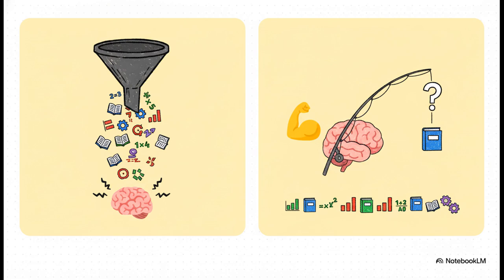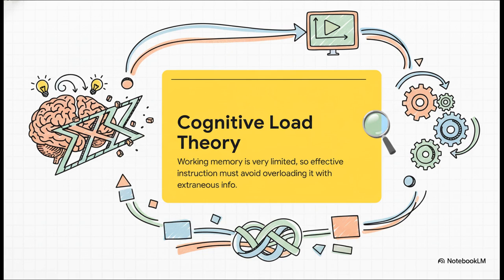But with active learning, the student is in the driver's seat. They pull the information when they need it by answering a question or making a choice. That helps manage their mental workload and leads to way, way better retention. This whole idea is grounded in something called cognitive load theory. And it's pretty simple, really. It just says our working memory, the part of our brain that's juggling new information, is super limited. It's like having only a few tabs open on your computer at once. Good teaching makes sure we don't try to open 20 tabs at the same time and crash the system.